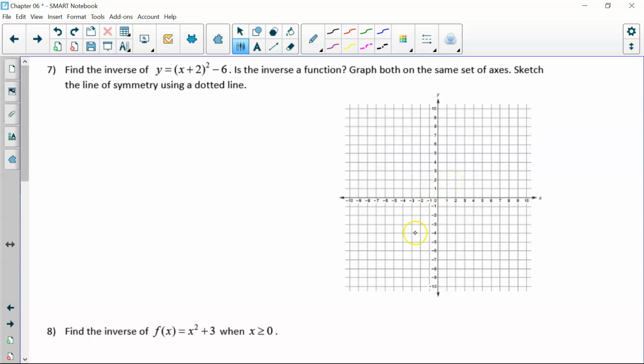So now our vertex is at -2, -6, and a is 1. Because a is 1, we can just go up 1 and over 1 in both directions. You go up 3 over 1, up 3 over 1. And then from there you can go up 5 over 1. And then you can go up 7 and over 1 in both directions. So here is the graph.